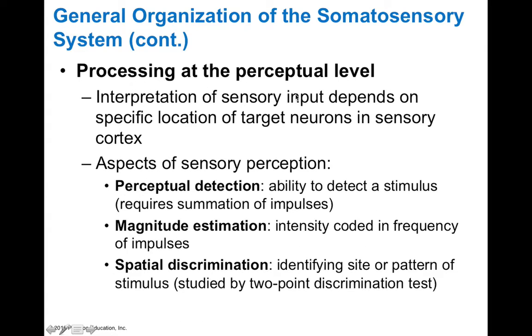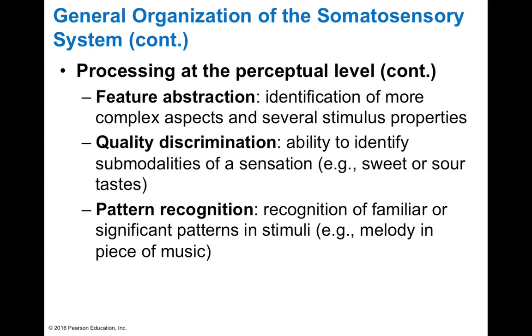Now processing at the perceptual level is more complex, but there's different aspects of sensory perception we can discuss here. At the perceptual level, we can help detect things like, first of all, whether or not there's a stimulus there. Secondly, how big that stimulus is. And thirdly, where that stimulus is occurring. So we can actually detect it consciously. We can determine how large it is and where it occurs in our body. And it's important that these three things co-occur. That way we have a more precise understanding of what that information is.